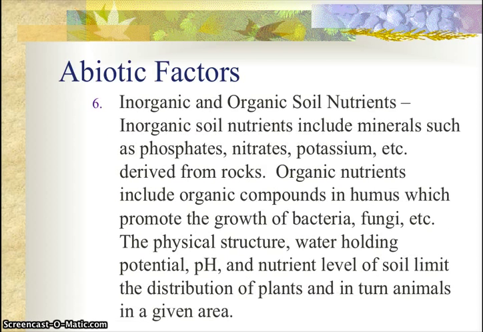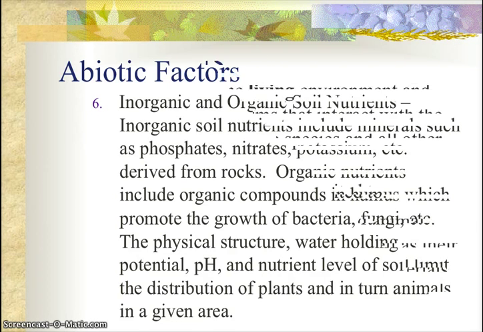The sixth abiotic factor is inorganic and organic soil nutrients. Inorganic soil nutrients include minerals such as phosphates, nitrates, and potassium, which come from rocks. Organic nutrients include organic compounds in humus, which promote the growth of bacteria and fungi. The physical structure, water holding potential, pH, and nutrient level of soil will limit the distribution of plants and in turn animals in a given area.